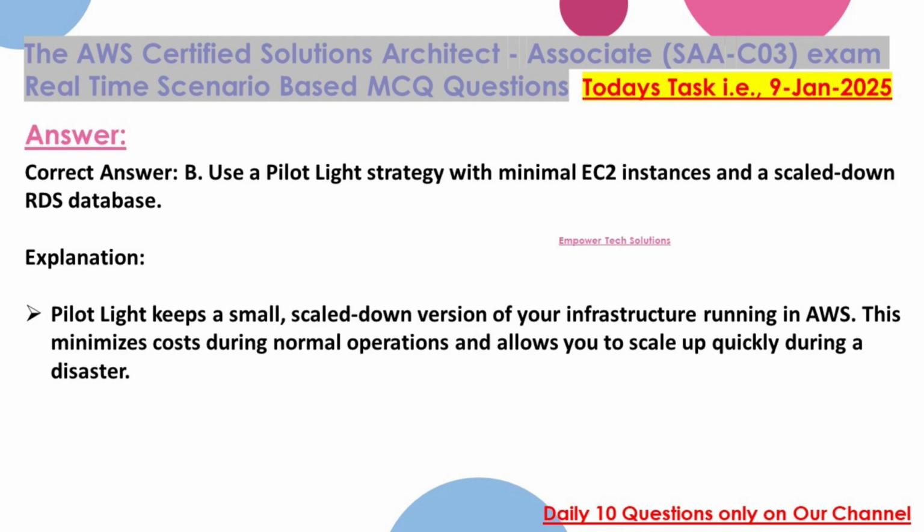Correct answer: B. Use a pilot-light strategy with minimal EC2 instances and a scaled-down RDS database. Explanation: Pilot-light keeps a small, scaled-down version of your infrastructure running in AWS. This minimizes costs during normal operations and allows you to scale up quickly during a disaster.